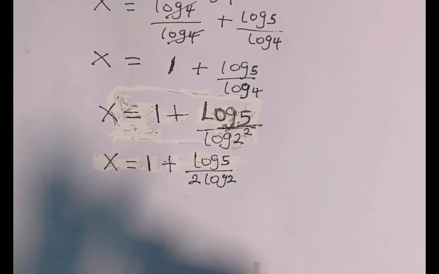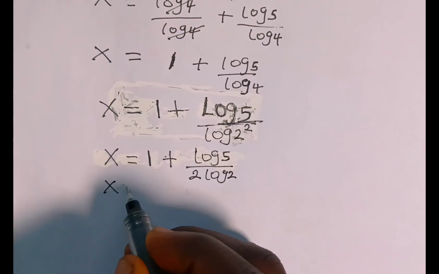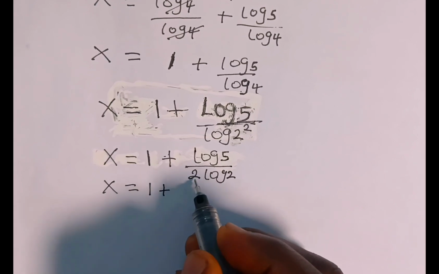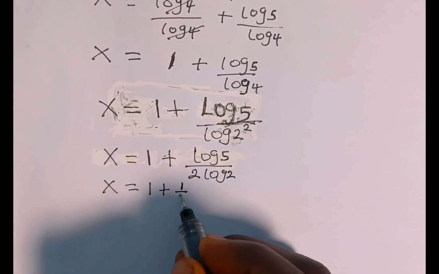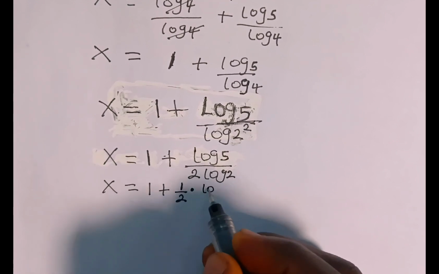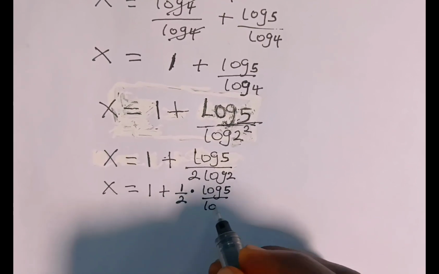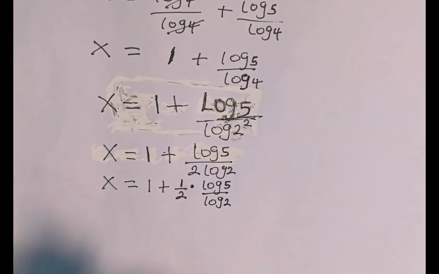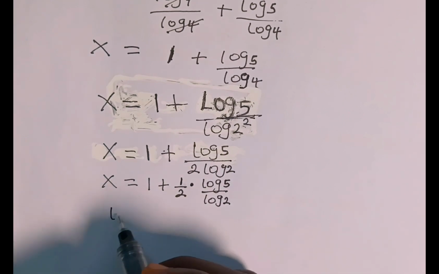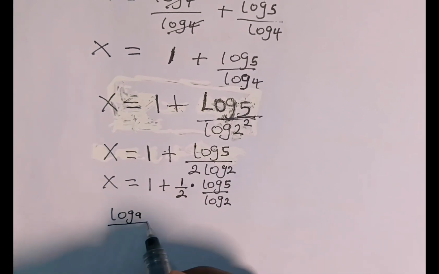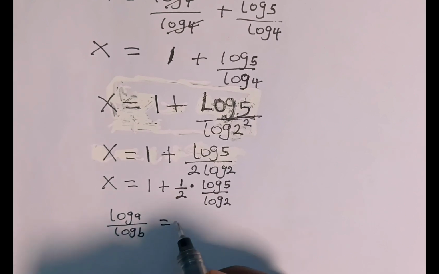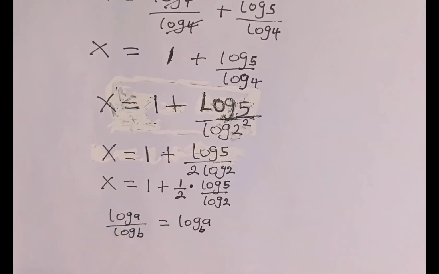Now the next step is to factor out this 2. So x will be equal to 1 plus, when we factor out this 2, it's going to be 1 over 2, then multiplied by log of 5 over log of 2. Now the next step is to apply the change of base property. Recall that when we have log of a over log of b, this is the same as log of a to the base of b. So we're going to transform this expression into this form. a represents 5 and b represents 2.